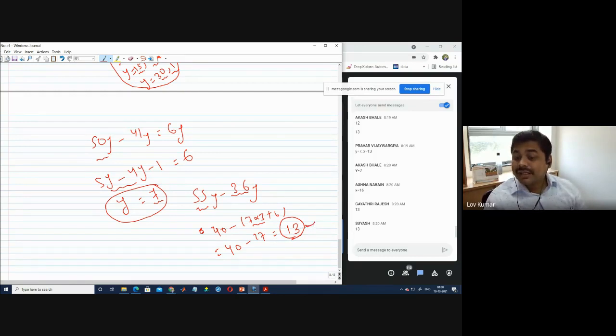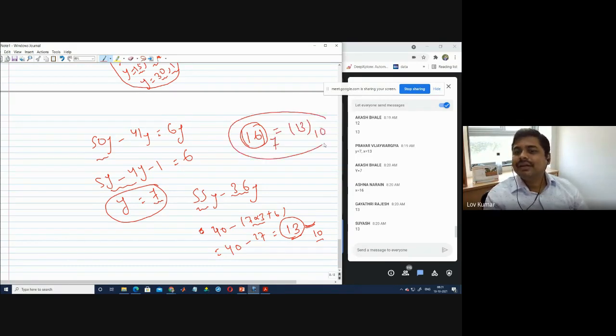What base we are getting? 13 in base 10. If you are going to write 13 in base 7, how to write 13 in base 7? Then we have to write 16 base 7. That is equal to 13 base 10. Clear? That is equal to 13 base 10.